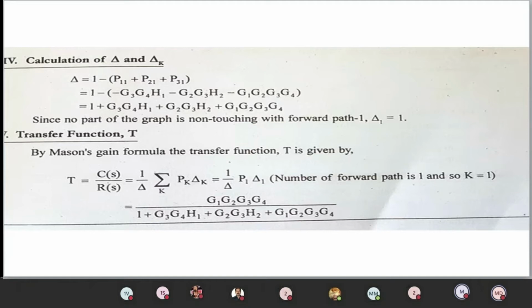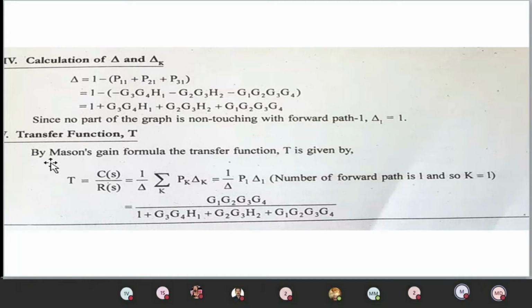Now by Mason's gain formula, the transfer function is 1 by del summation of pk del k, where k is equal to 1. Why k is equal to 1? The reason is very simple. You have only one forward path. So 1 by del into p1 del 1. So what is del 1? Once again, what is p1, the forward path gain? G1, G2, G3, G4 divided by del. What is del? 1 plus G3, G4, H1, G2, G3, H2 plus G1, G2, G3, G4.